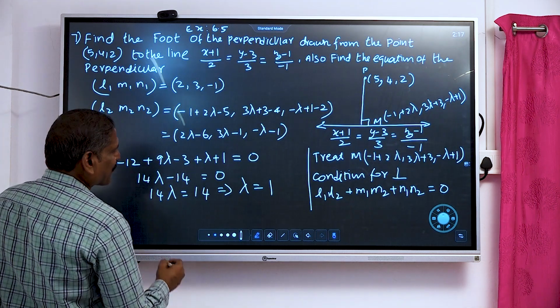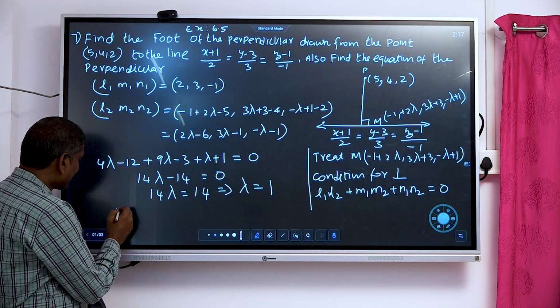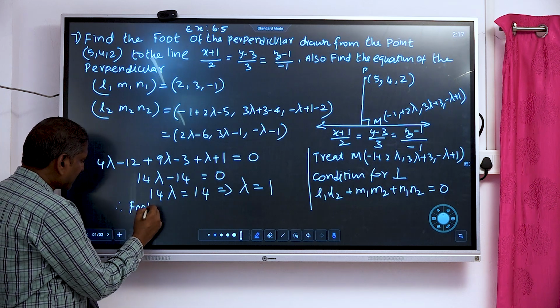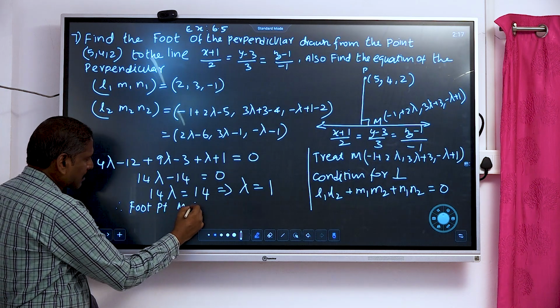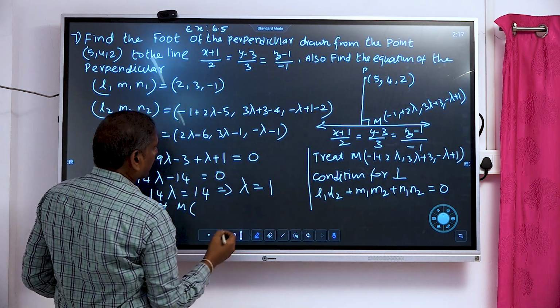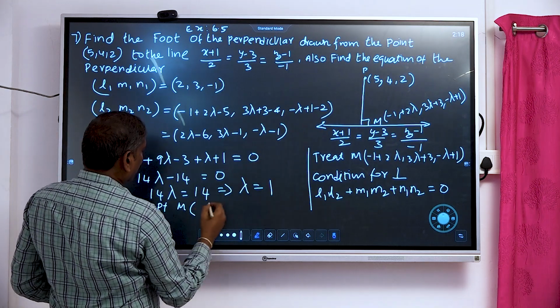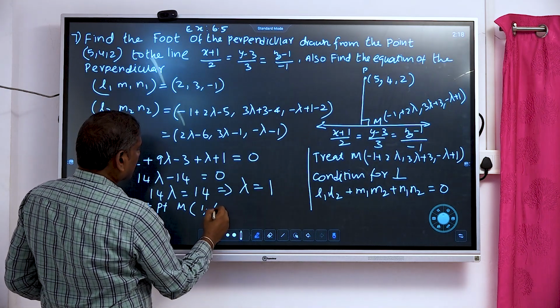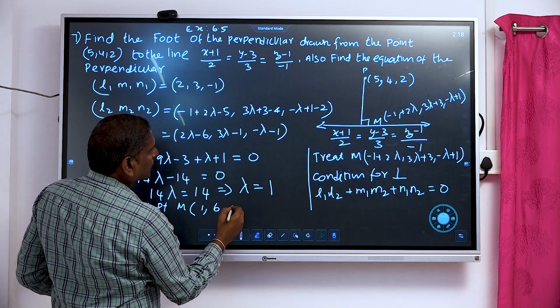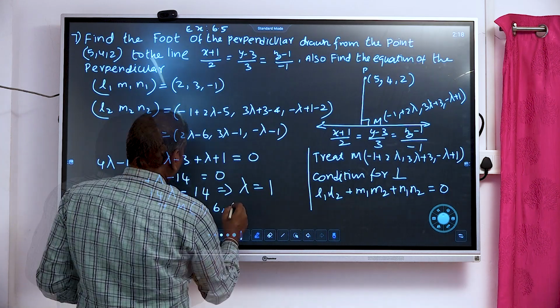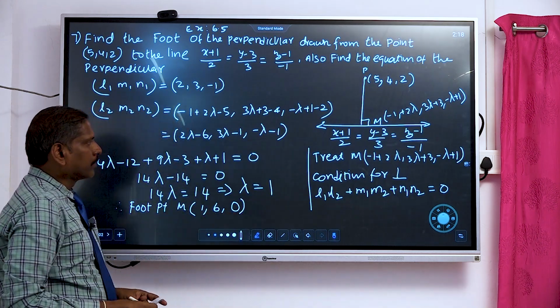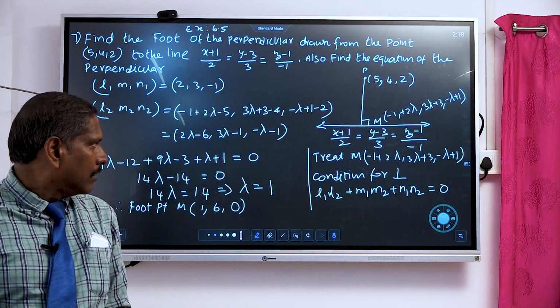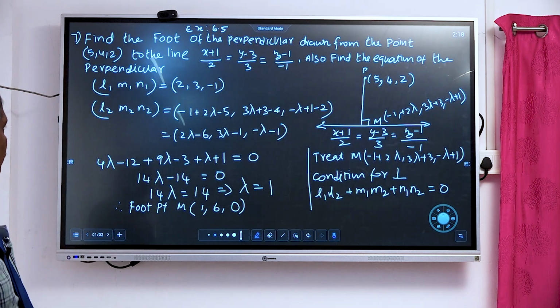Can you guess what is the foot point now? M is equal to, therefore foot point M is nothing but, put it over here, you will be getting 2 minus 1 is 1, and that of 6, and you get 0. So this is going to be your foot point. Yeah, right. Okay, now what is left to know?